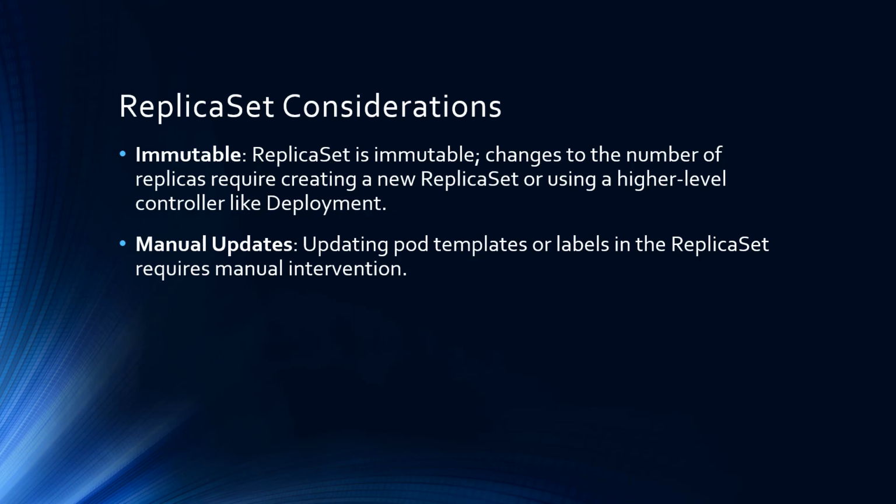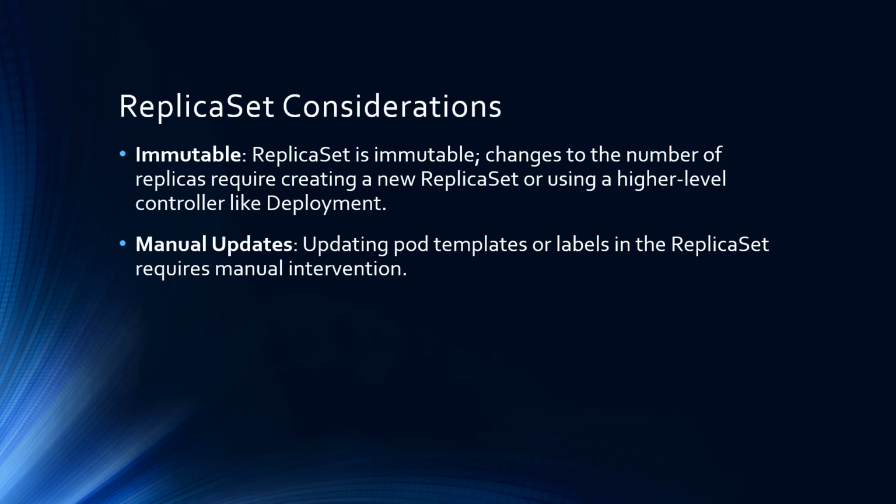First, it's crucial to understand that replica sets are immutable by design. This means that certain aspects of the replica set, once created, cannot be modified. For example, if you need to change the pod template, you'll need to create a new replica set. This immutability is one of the main reasons why deployments are often preferred over direct replica set usage.